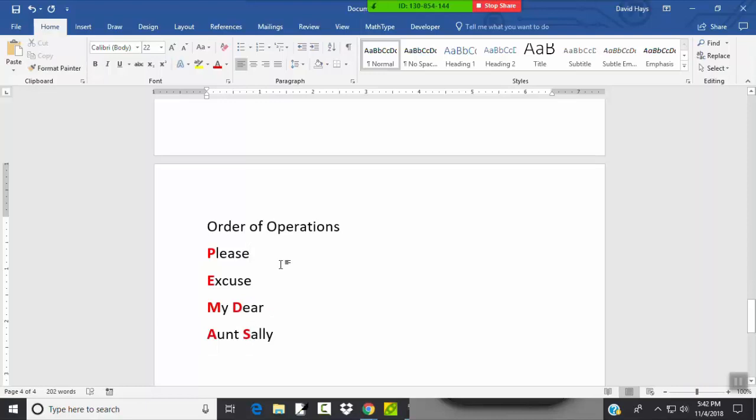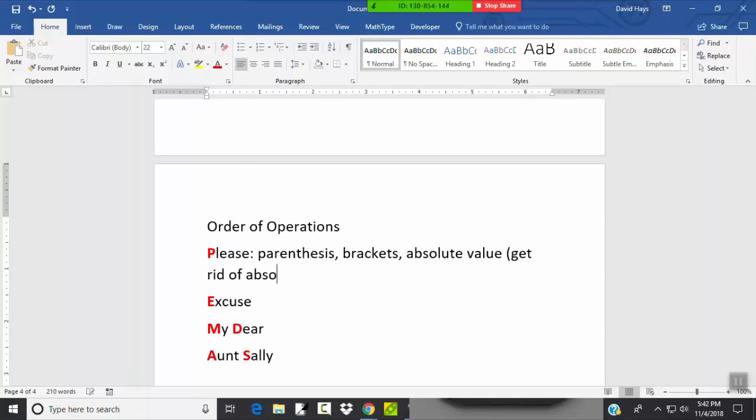Now the P. The P stands for parentheses. It also stands for brackets. And kind of indirectly, it stands for absolute value. Now this says to do what's inside the parentheses, what's inside the brackets. It doesn't say get rid of them. A lot of people get confused about that. It just says do what's inside of it. But the absolute value, it does imply there to get rid of the absolute value.